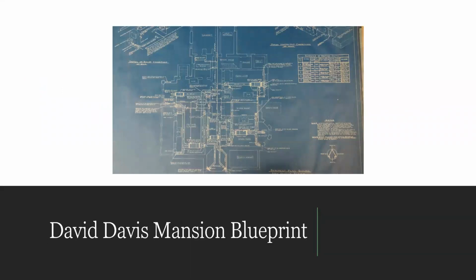And then we've got the David Davis Mansion blueprint. This was recently cataloged. It was of the 1972 renovation of the David Davis Mansion, which is located in Bloomington, Illinois, and it was cataloged for the Abraham Lincoln Presidential Library Museum. And I will use this several times in the presentation as well. So let's look a bit at the bib record.